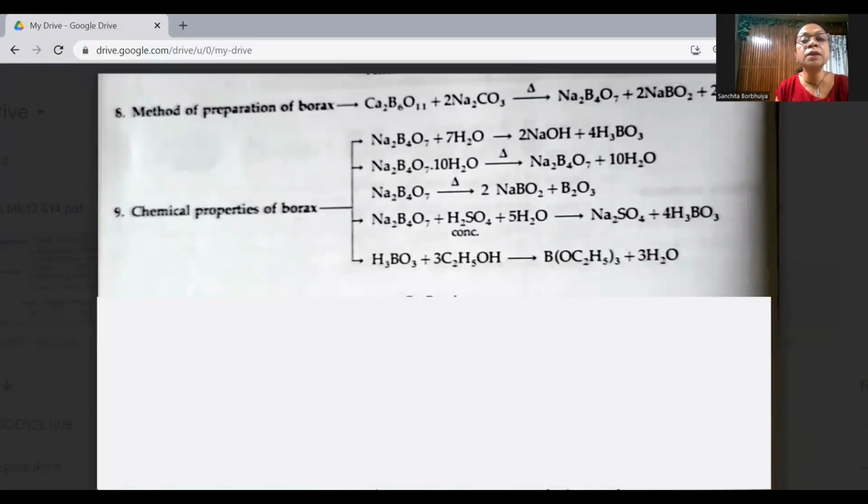Continuing with the method of preparing borax, which is from calcium borate, Ca2B6O11. You add sodium hydroxide, you get borax, Na2B4O7 with sodium metaborate and calcium carbonate.